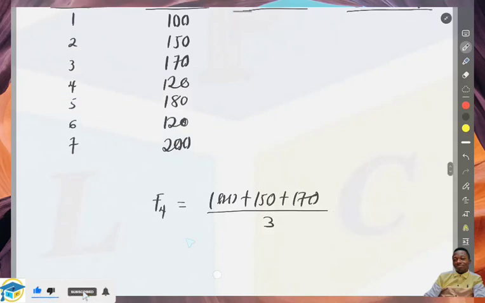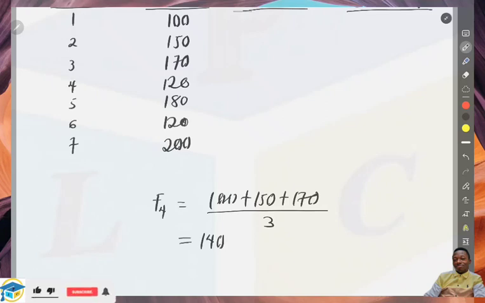So here, when you add them, what are we getting? 100 plus 150, we are getting 250, plus 170. With your calculator, when you add them and divide by 3, you should be able to get the forecast for week 4 to be 140. That's what I got in that line.